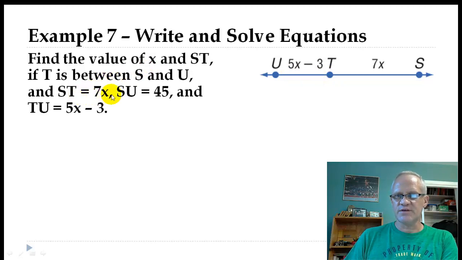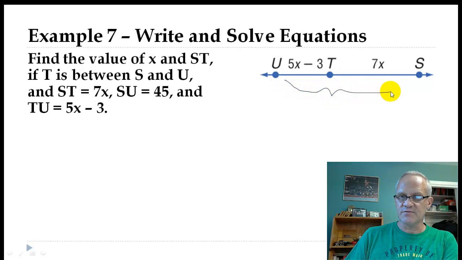ST is 7x, well that's already marked over here. And then SU is 45. Oh, well that's not marked, so let's write this in here. SU is 45, and TU is 5x minus 3, that's marked. Okay, so first of all, read through this, make sure that you've got all your information in here.